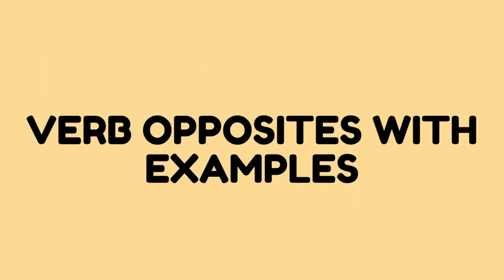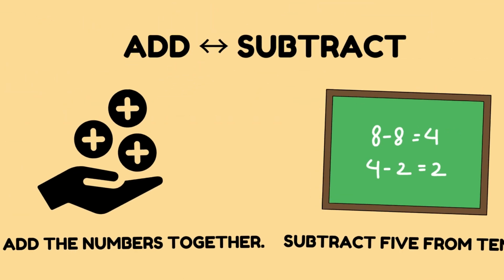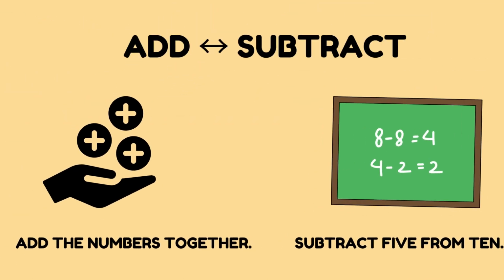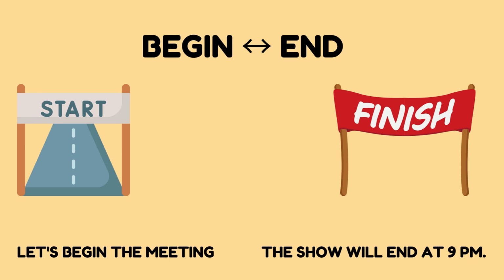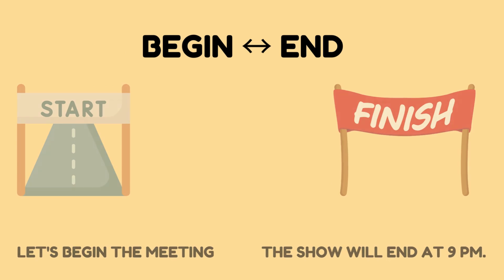Verb opposites with examples. Add, subtract. Example, add the numbers together. Subtract 5 from 10. Begin, end. Example, let's begin the meeting. The show will end at 9 p.m.